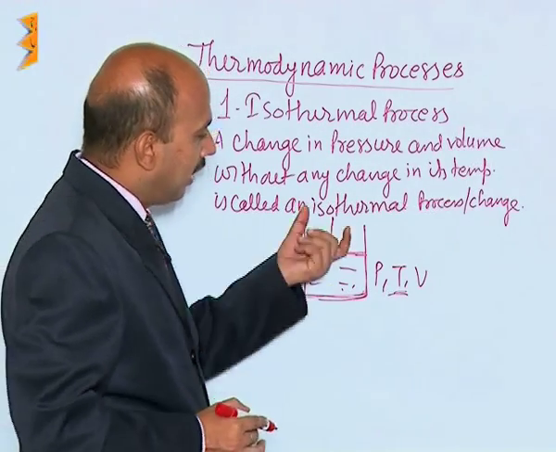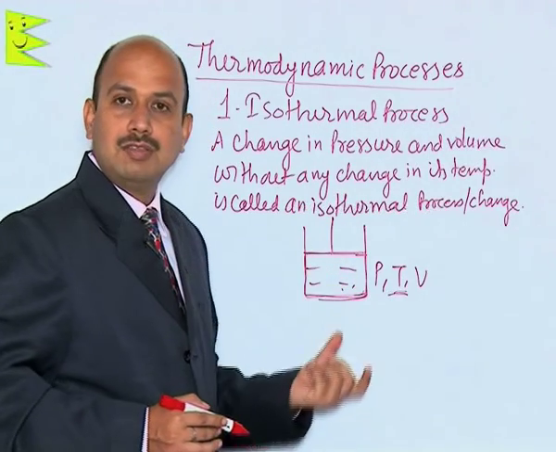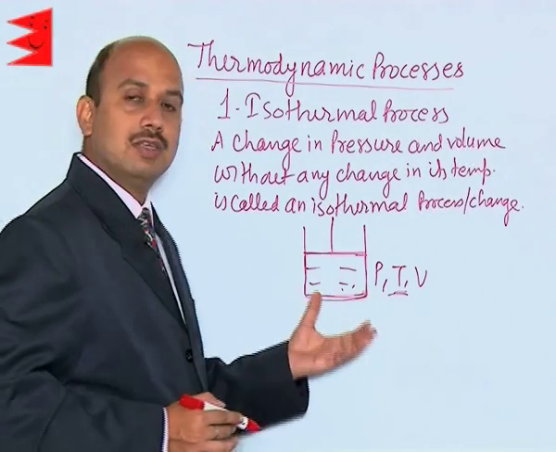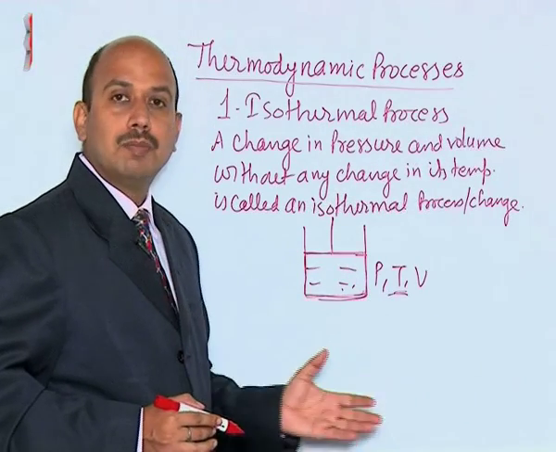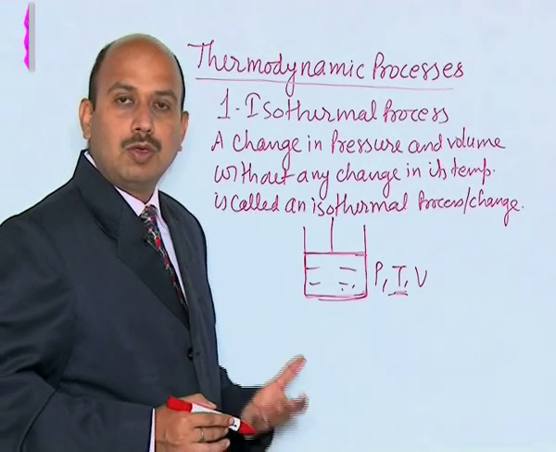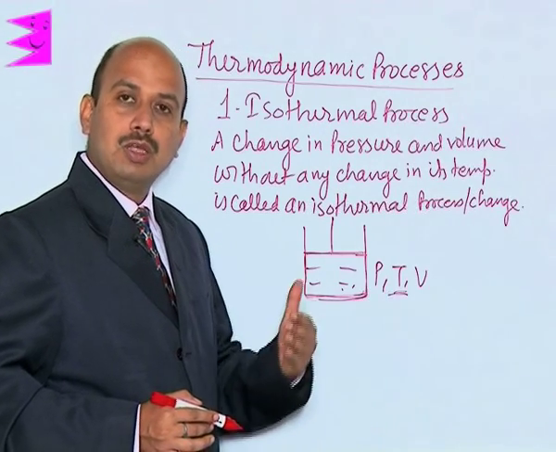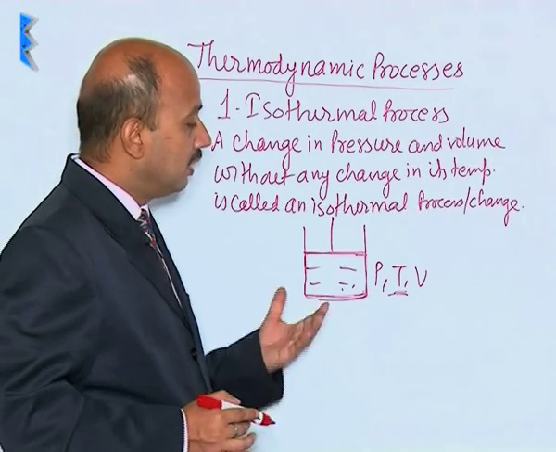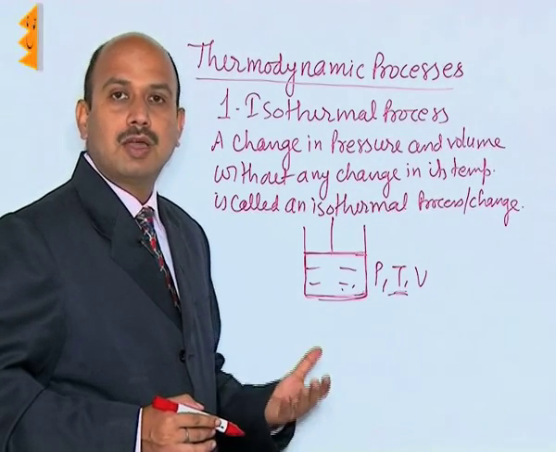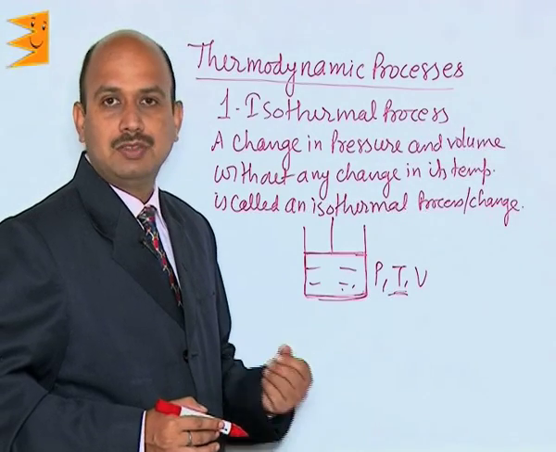Similarly, if the gas is compressed, there is an increase in the internal energy, an increase in the temperature. Walls are conducting, so the heat goes to the surrounding, and in that way the temperature of the system remains constant. So, if the gas is allowed to expand slowly or compress slowly, then these types of changes in the system are known as isothermal changes.